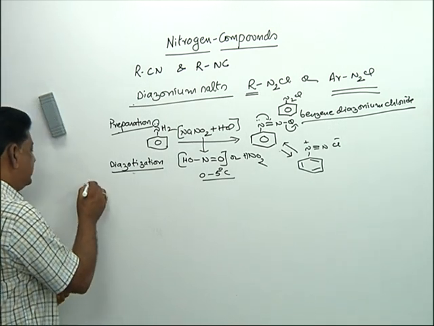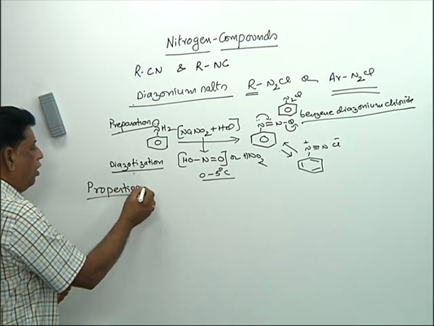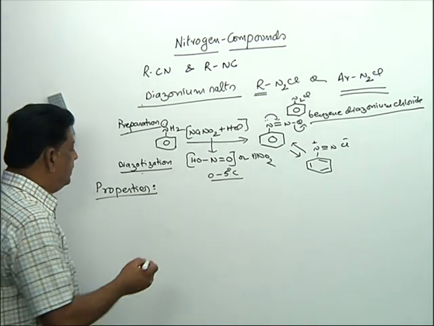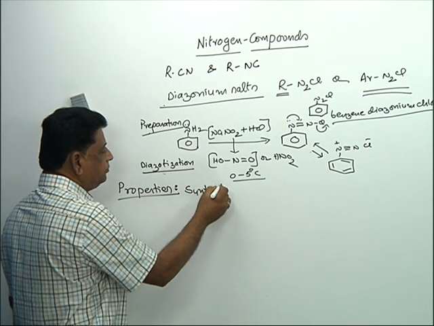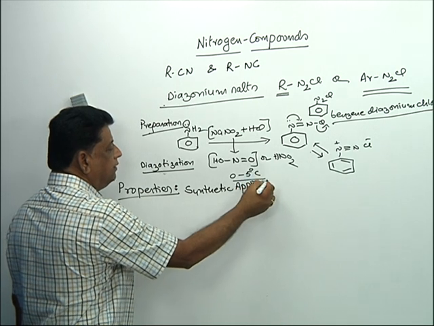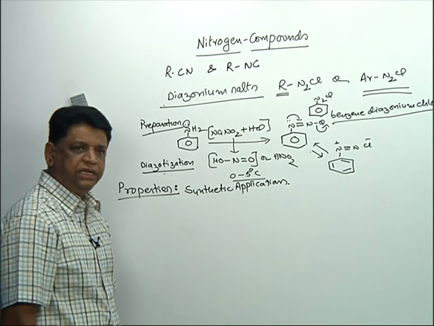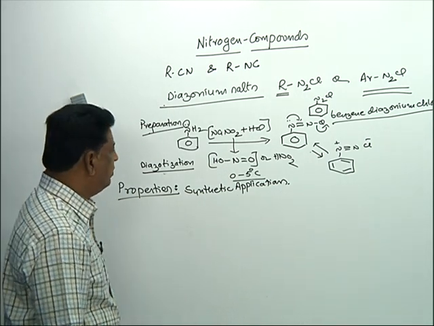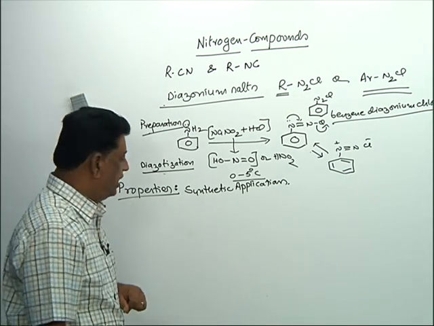Now, the properties of these diazonium salts. All these properties may also be listed as the synthetic applications. They are all synthetic applications. Synthetic applications of diazonium salts is nothing but the properties of diazonium, because every reaction happens to be a very useful reaction in the synthesis of different organic compounds.